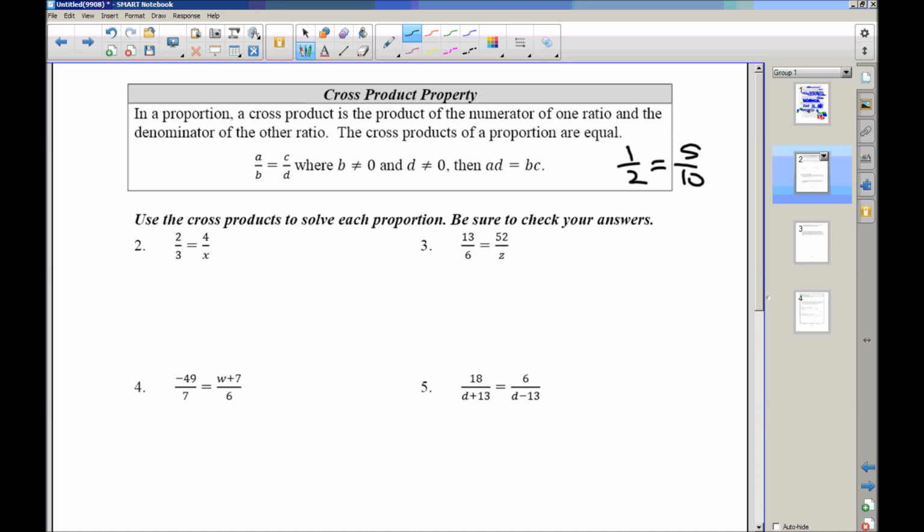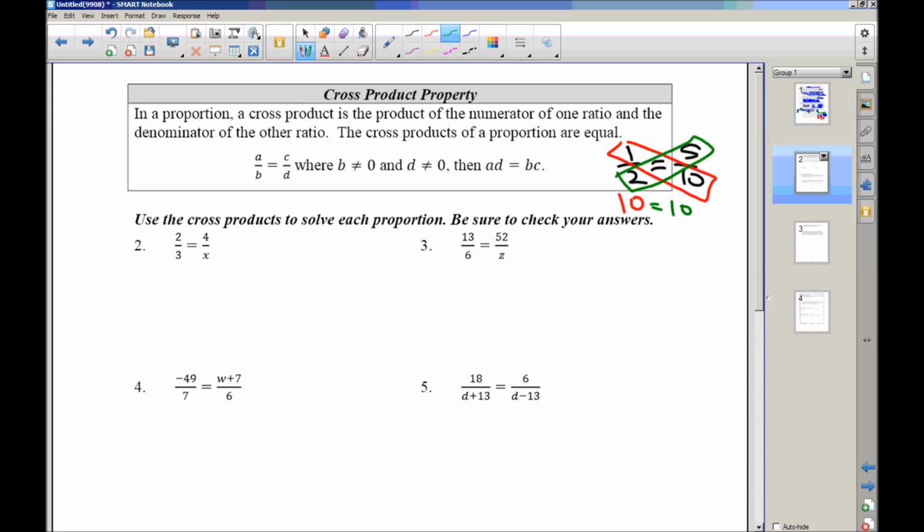you can do the cross products. Cross products are found by multiplying the top of one and the bottom of the other. 1 times 10 is 10. 2 times 5 is 10. And if the cross products are equal, you know the ratios were equal. So in this case, the ratios were definitely equal. 1/2 is 5/10, so the cross products are the same. And that will work for any pair of ratios that are the same.